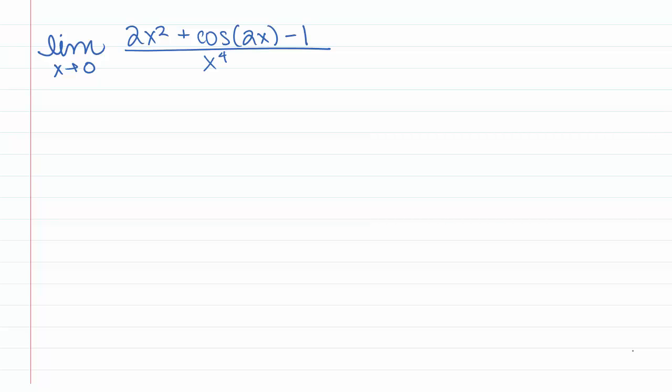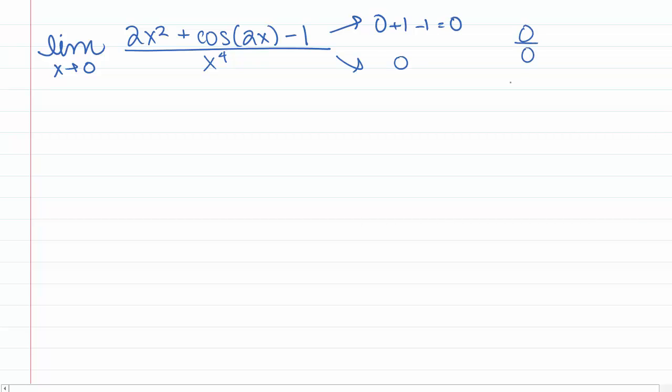Note that if we were to plug in 0, the top would go to 0 plus 1 minus 1, which would be 0, and the bottom would go to 0. So we would have a 0 over 0 indeterminate form. Now we could do L'Hopital's rule, but let's try instead looking at the Taylor series for cosine of 2x.